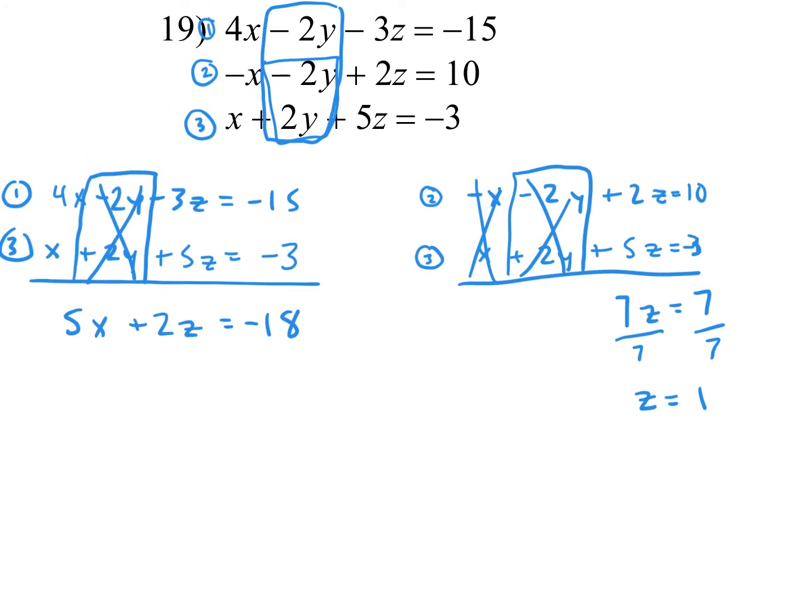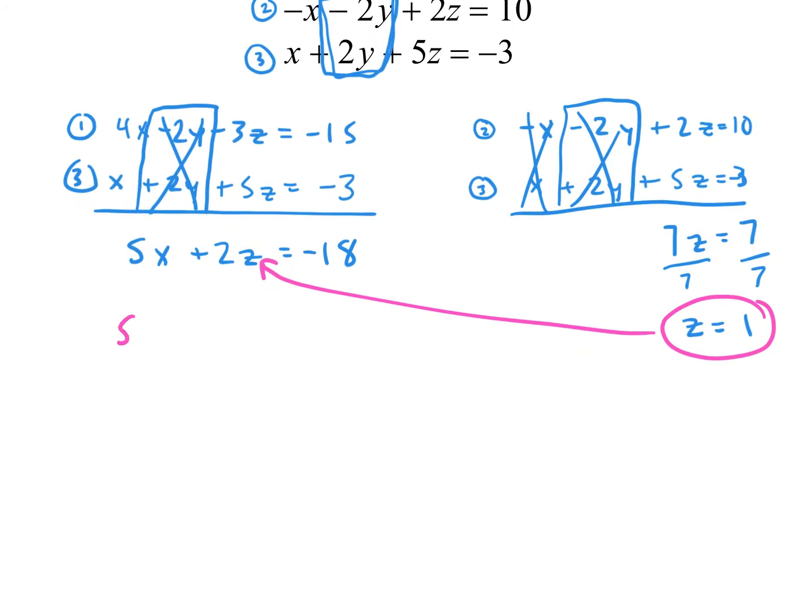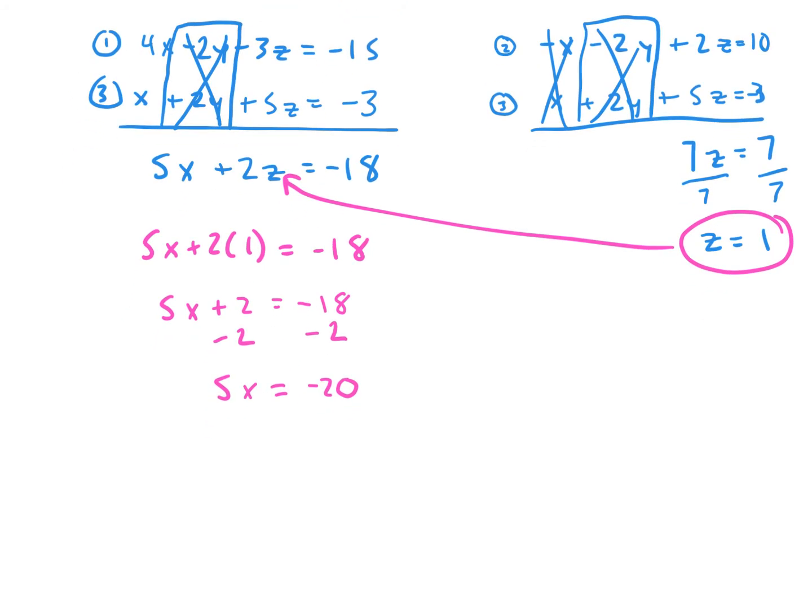What do I have to do next? Plug it into what? Plug it into the other one that I found with 2 variables in it. So I'm going to plug it in here. So I have 5x plus 2 times 1 is equal to negative 18. So 5x plus 2 is equal to negative 18. What should I do next? Minus 2. What's negative 18 minus 2? Negative 20. Then what should I do? Divide by 5. So x is equal to? Negative 4.